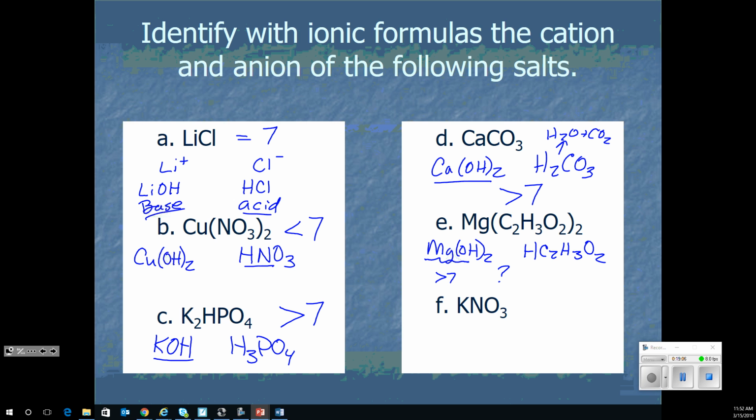Okay, let's look at the last one. KOH and HNO3. What do we got? Strong acid, strong base, so the pH is going to be about 7. Okay, see how easy this is?